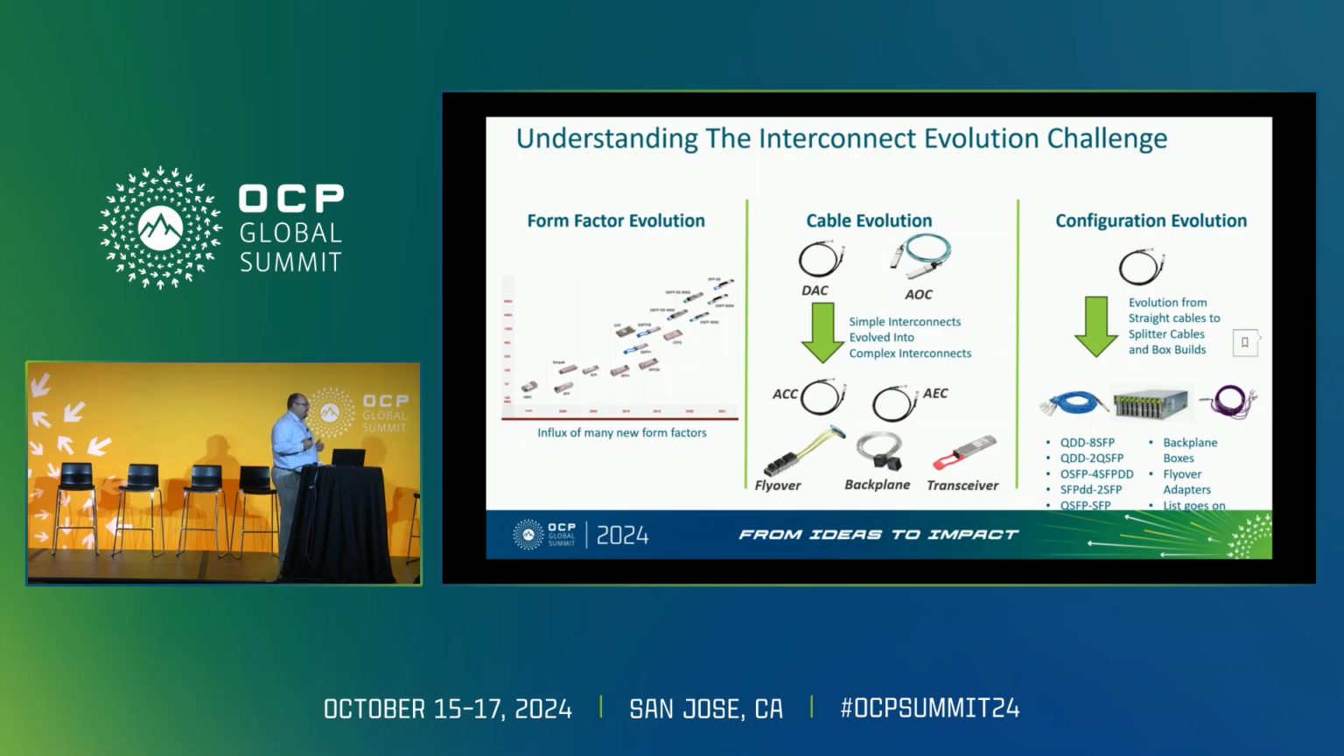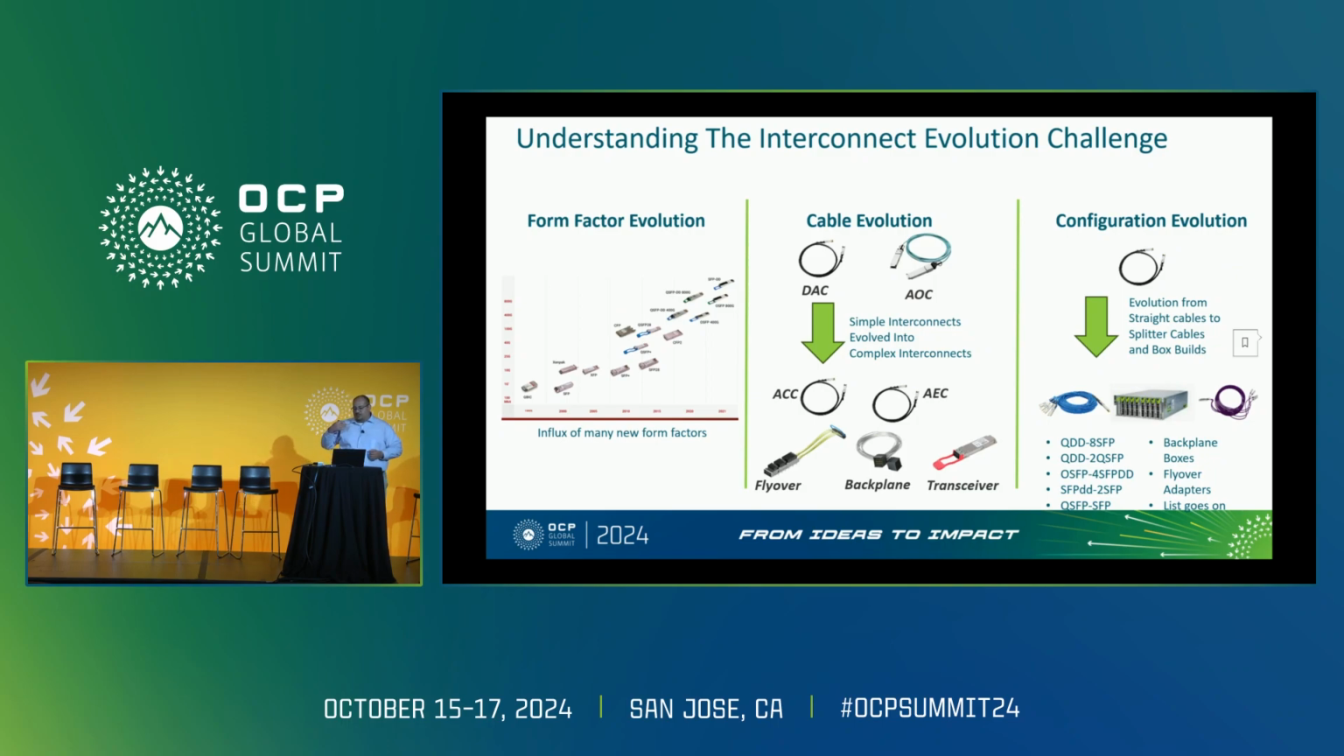When we think about the interconnect evolution challenges, there's three things that I think about. One of them is the form factor evolution. Back years ago, in the 10 gig SFP days, it was so easy. 2 pairs, you plug it into a switch, that's it. No need to do any of that testing. But now we're seeing so many proliferations in terms of number of pairs, in terms of splitting of cables, and everything's becoming denser and denser.